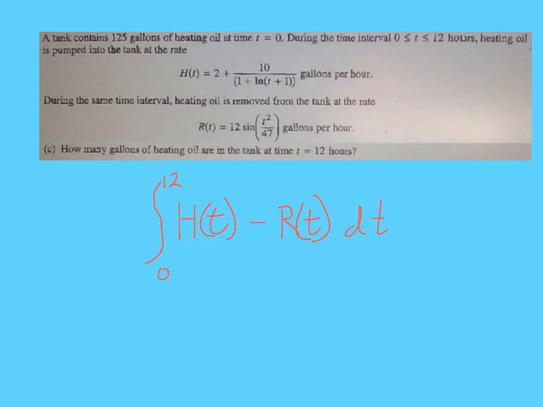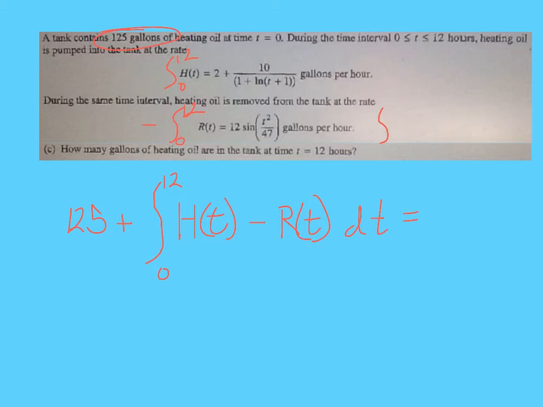So this is going to give me the total amount. Now, let's back up just a bit. The idea here is I took the amount of heating oil that we added and subtracted the amount of heating oil that was being removed. Now we can put both of those integrals together in this fashion. Now what we do have to remember, in the question we were told a tank contains 125 gallons at time equal to 0. So we already started with 125 and then all of this happened. All right, so now this is what we're going to do here.